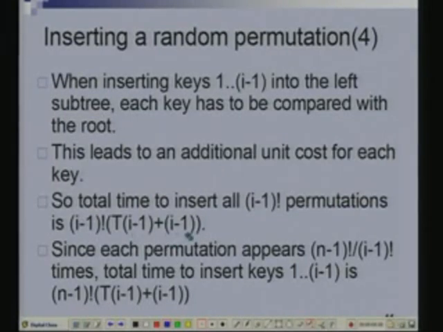This is the average time I am taking to insert the I minus 1 keys in my tree, right. So, what is the total time? Well, I have my I minus 1 factorial different permutations. So, the total time is this product. Now, each of the permutations, recall, appeared n minus 1 factorial divided by I minus 1 factorial times. So, what is the total time I spend in inserting keys 1 through I minus 1?